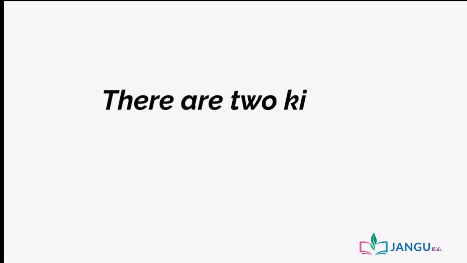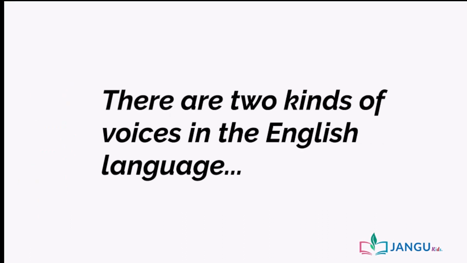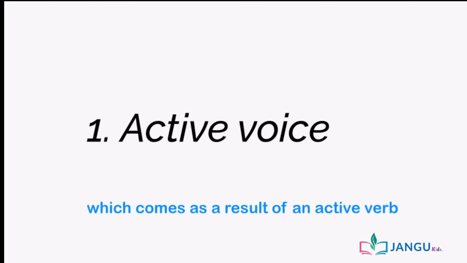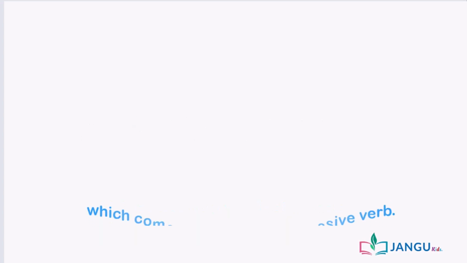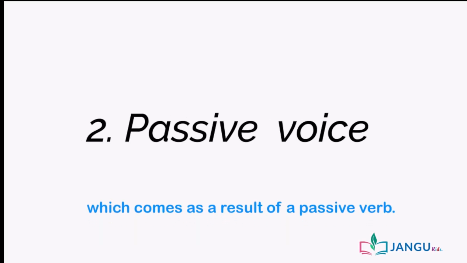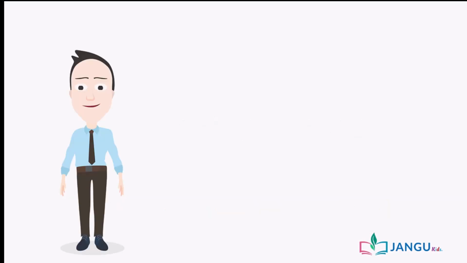There are two kinds of voices in the English language, depending on the position and type of verb. The types are 1. Active voice, which comes as a result of an active verb, and 2. Passive voice, which comes as a result of a passive verb. Now, let's take a look at them in detail.